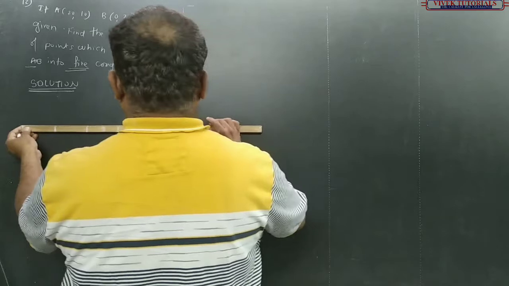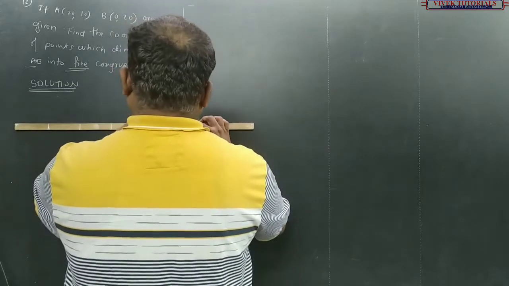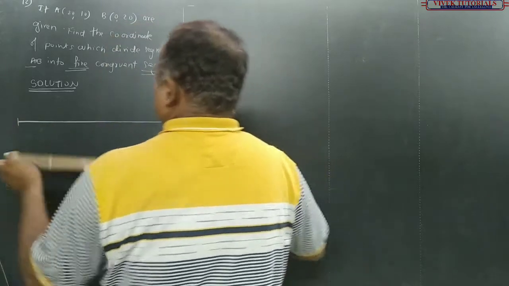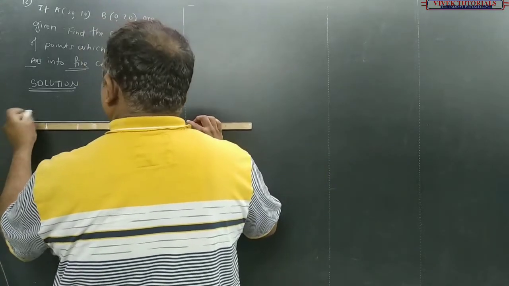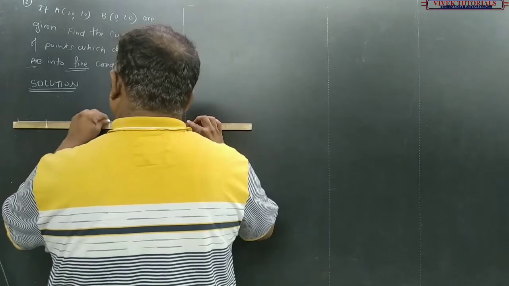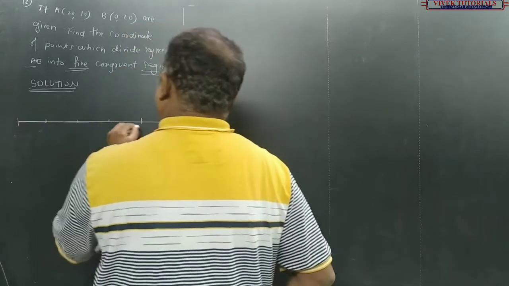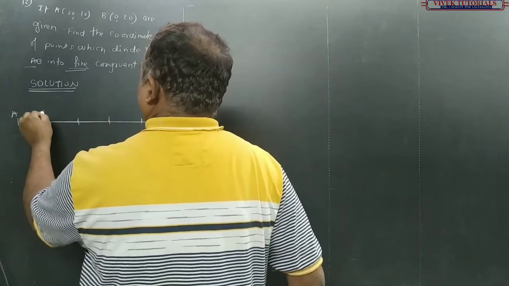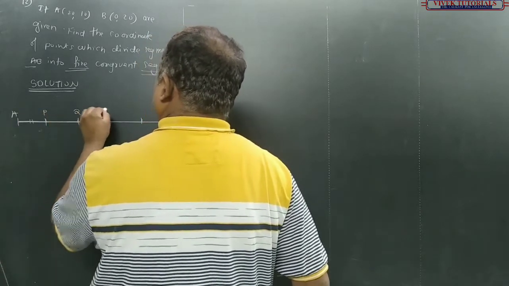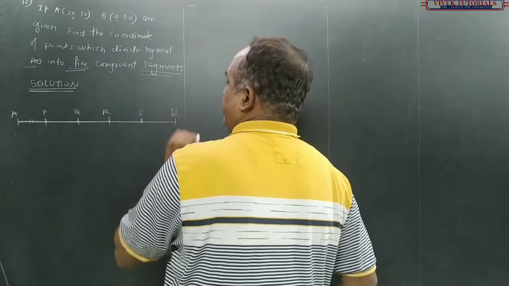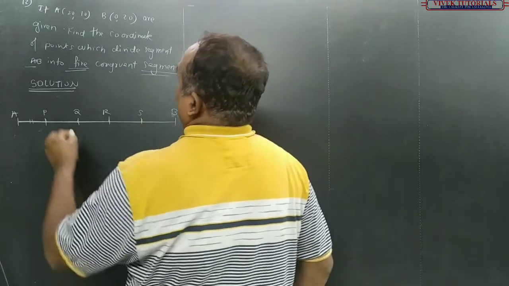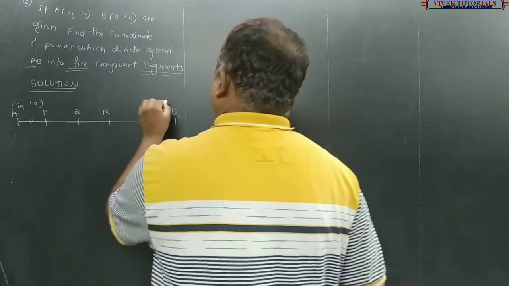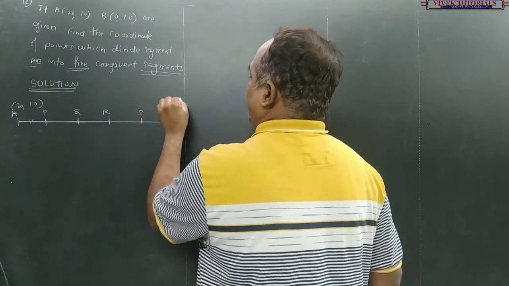We are going to draw a figure which is divided into 5 equal parts. 4 points. This is A, this is P, Q, R, S and this is B. Its coordinates are given: 20 and 10. Here it will be 0 and 20.